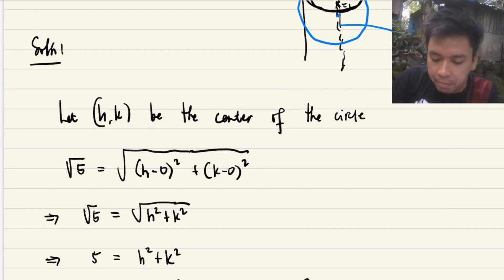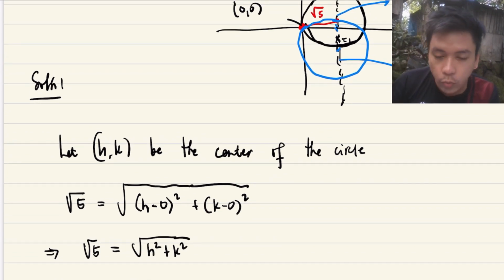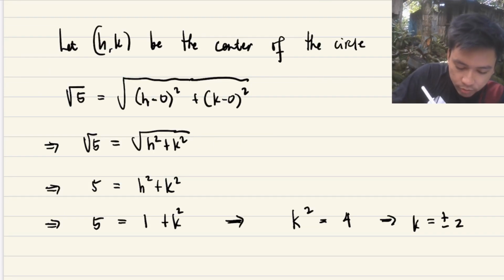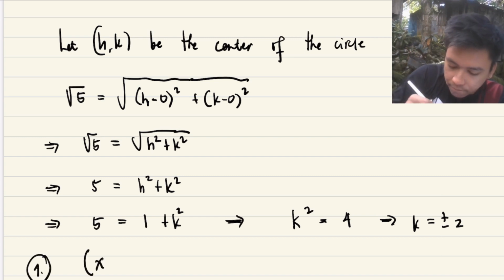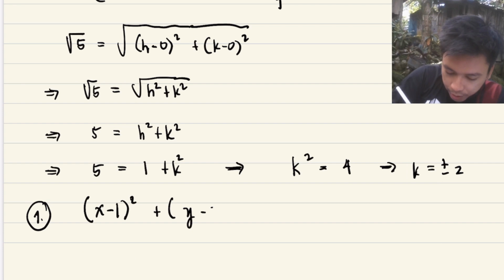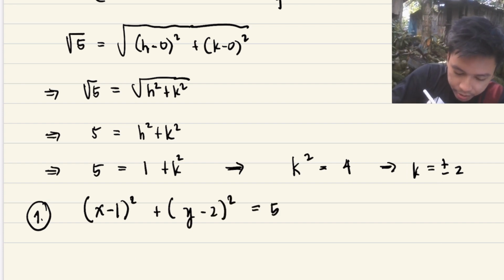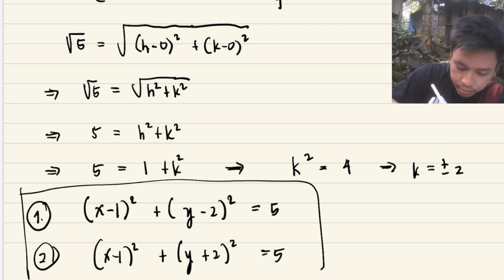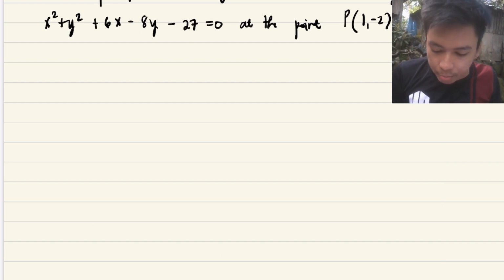So this is what I meant earlier on the drawing, that one should be found on top and the other below. Meaning the first equation of the circle is (x minus 1) squared plus (y minus 2) squared equals 5. The other is (x minus 1) squared plus (y plus 2) squared equals 5. So these are the equations of the two circles. That's it.